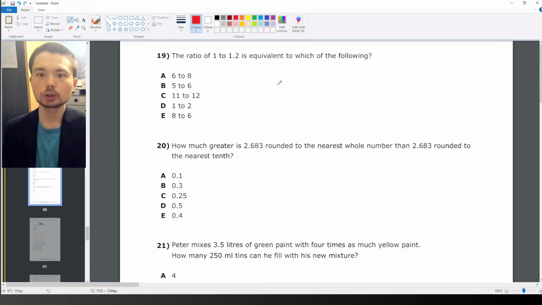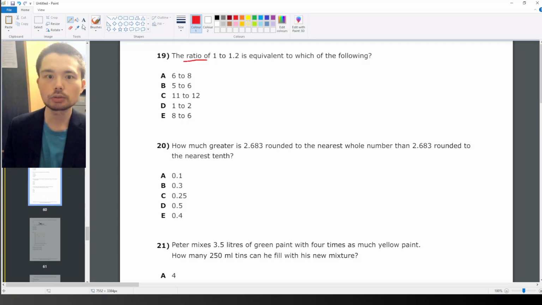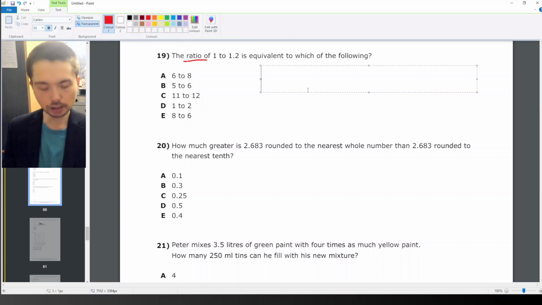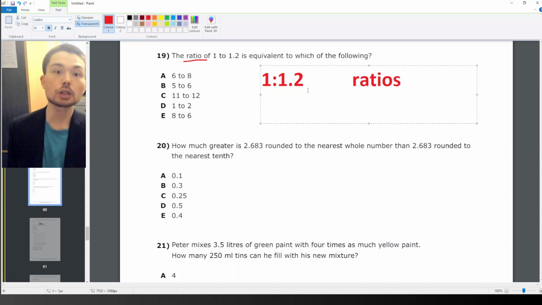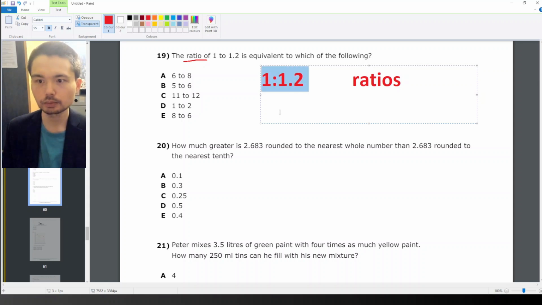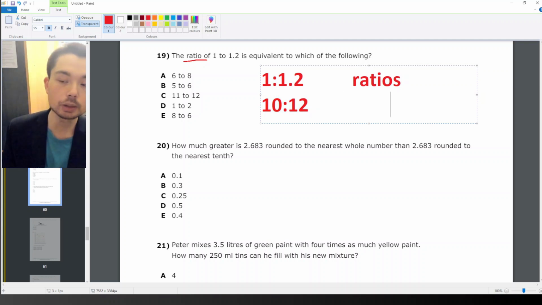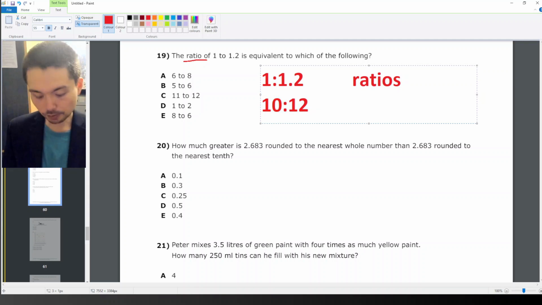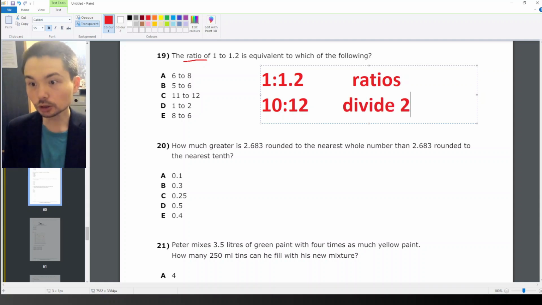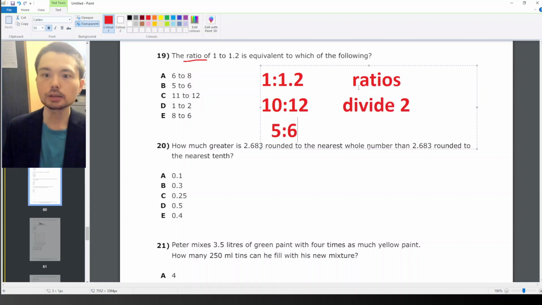Okay, good. Question 19, the ratio of 1 to 1.2 is the same as which one? Now, when it says ratio, we can actually put it as a colon, but they've got 2 in between. It's the same thing. Now, with ratios, there's always a way to make sure the numbers are whole, and the quickest way to make them whole is you times everything by 10. So it's the same as 10 to 12. Now, if you look at this, 10 to 12 is the same as what? They are both in what times table? 2. Divide both by 2. So you get 5 to 6. That is the answer.